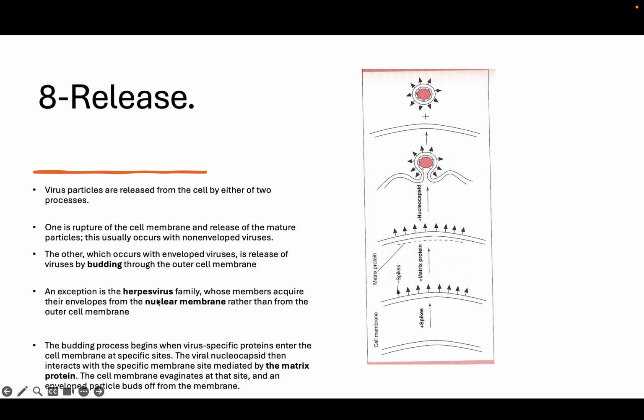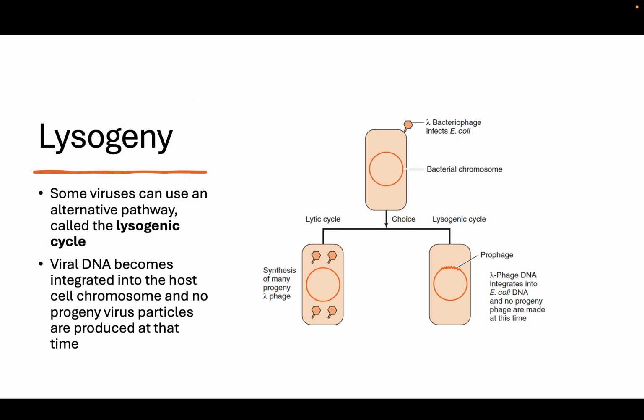In the case of herpes viruses, they don't actually do the budding through the cell membrane; they do it through the nuclear membrane because they are replicating in the nucleus. So now the final thing I want to talk about is lysogeny. This is a bit of a different pathway.